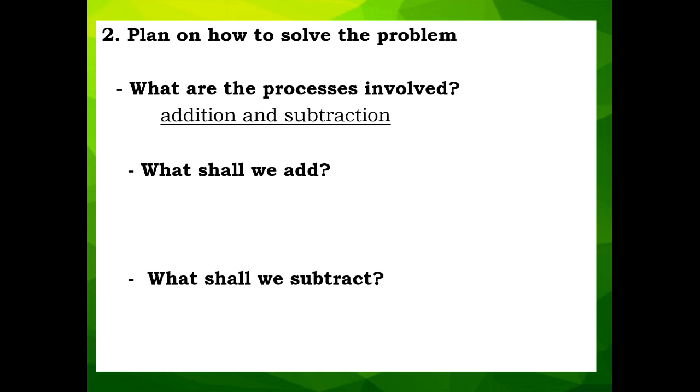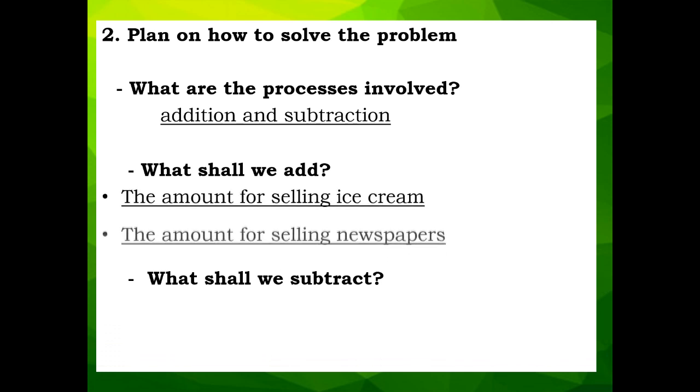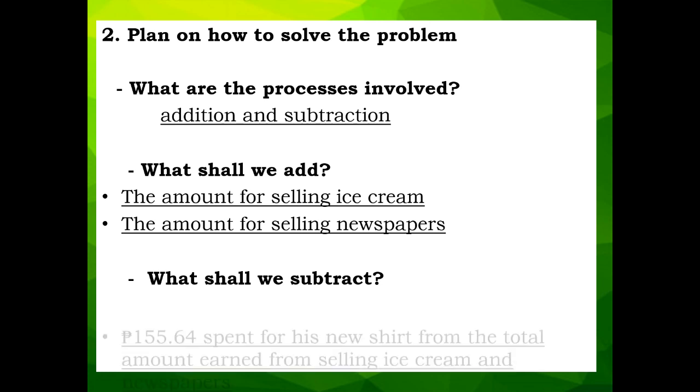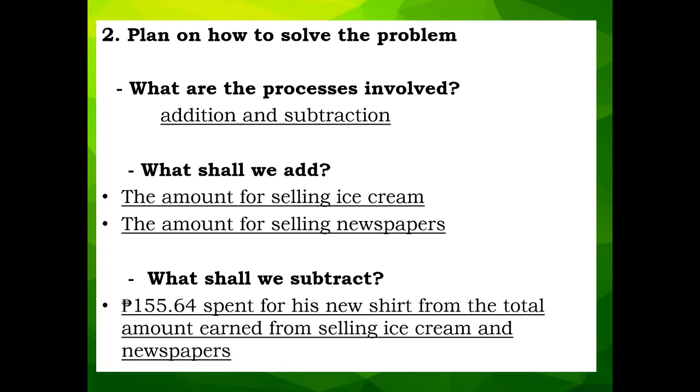So, what shall we add? The amount for selling ice cream and the amount for selling newspapers. Very good. Then, what shall we subtract? 155 pesos and 64 centavos is spent for his new shirt from the total amount earned from selling ice cream and newspapers. Excellent!